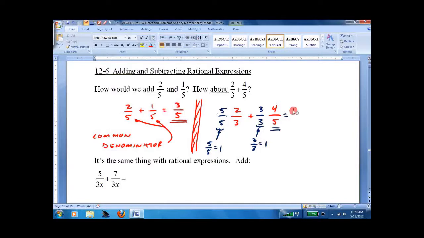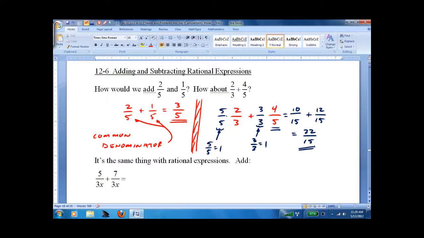5 times 2 is 10. 5 times 3 is 15. 3 times 4 is 12. 3 times 5 is 15. Add them together, we get 22 over 15, and we are done.